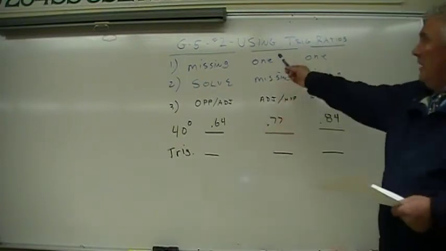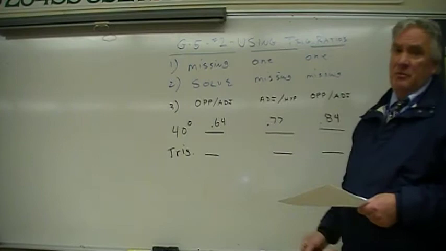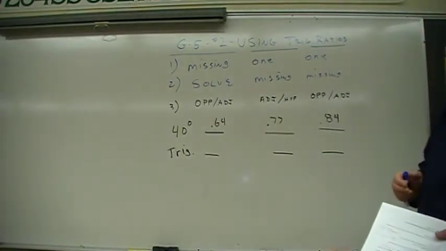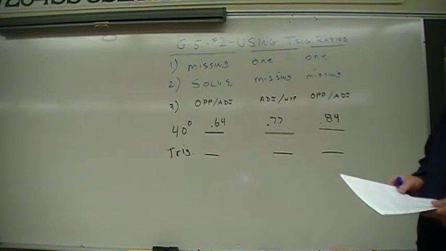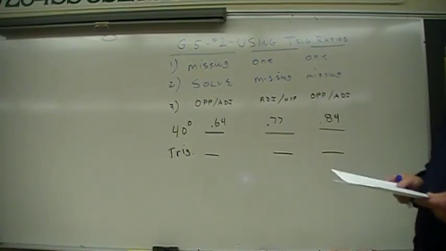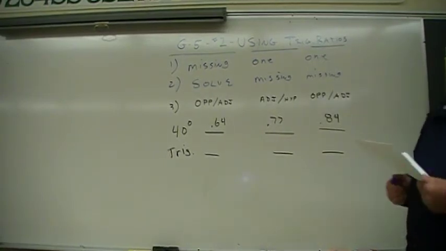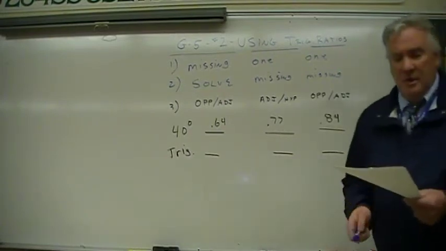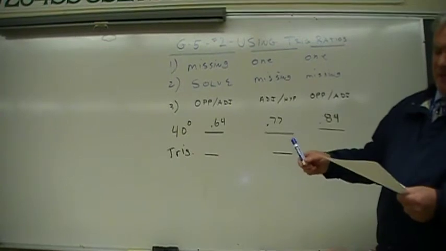And so this is G5 number 2 using our trig ratios, and our trig ratios were opposite over hypotenuse, adjacent over hypotenuse, and opposite over adjacent. All right, so let's look through our notes. The first couple are fill in the blanks.